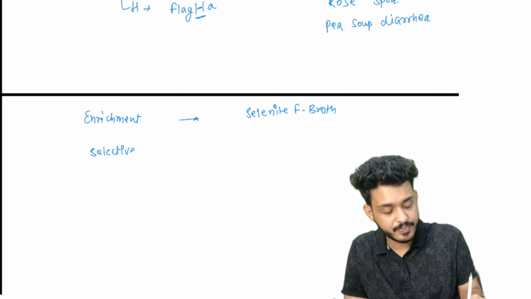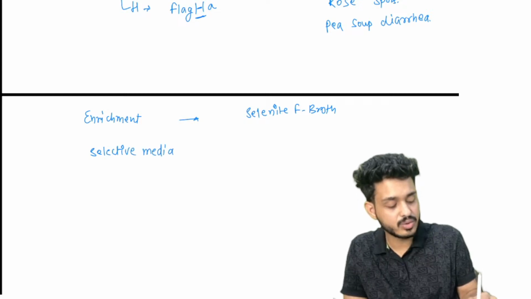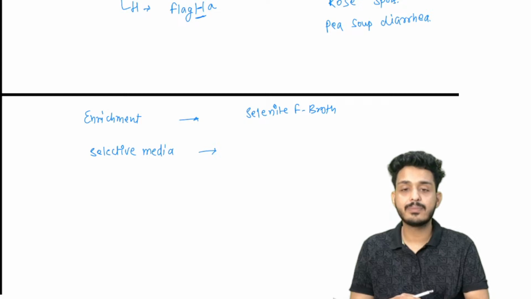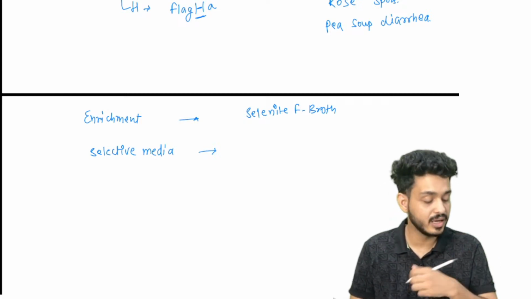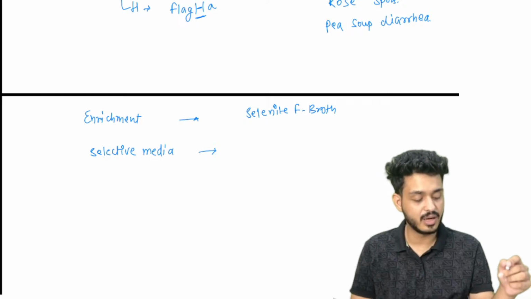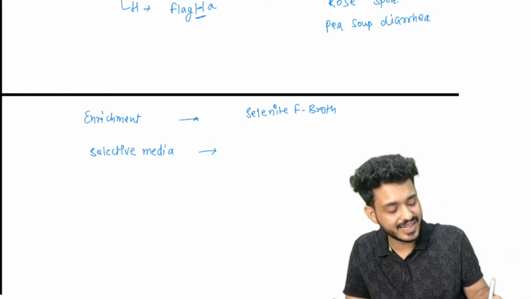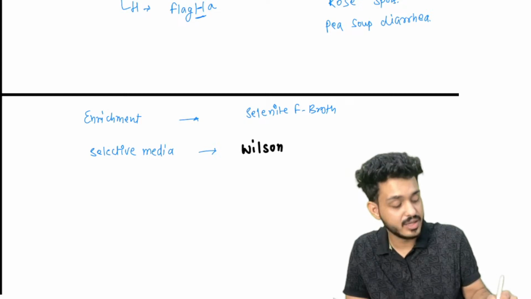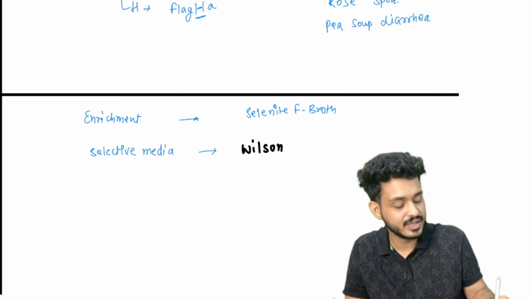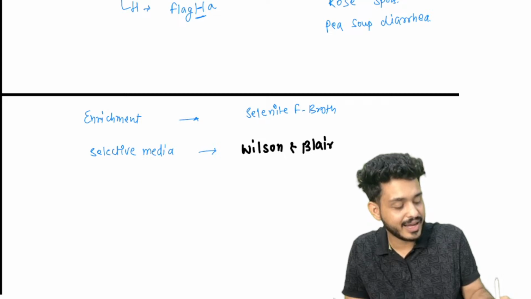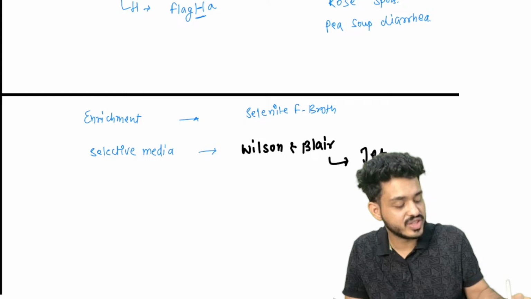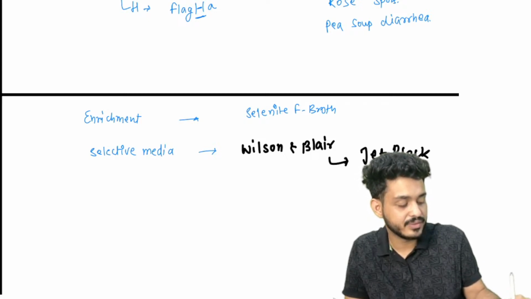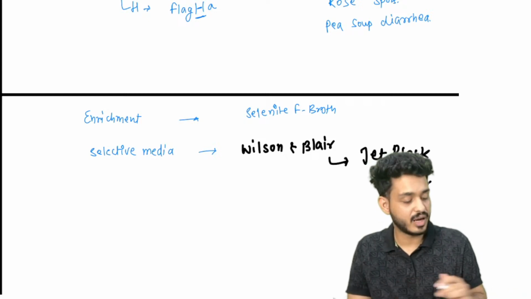Selective media means only one will grow. You know what happens? Shigella and Salmonella, both of them are sisters. But what did Salmonella do? She has run away with Wilson and Blair, and because she ran away, her face turned black. That would be giving you jet black colonies. That is how you can remember.